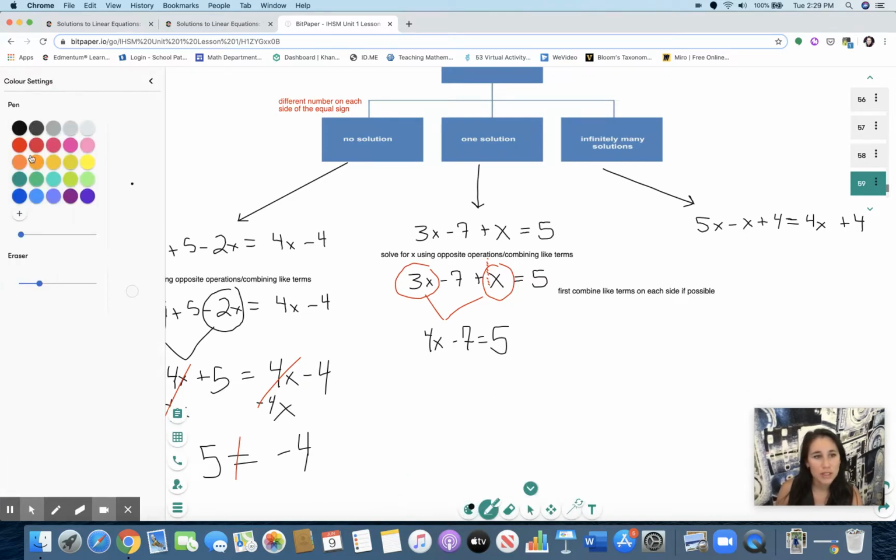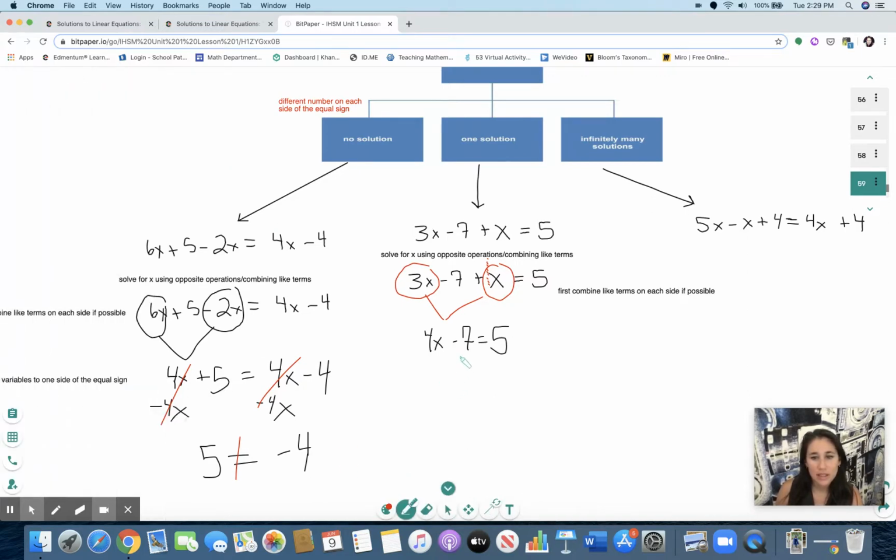So let's go ahead and get my red out. We look at minus 7, and the opposite is a plus 7. Plus 7. So when we do that, this cancels out, and what we're left with is 4x equals 12.